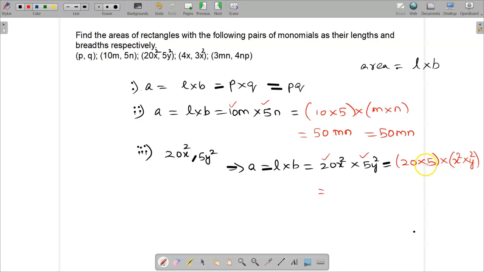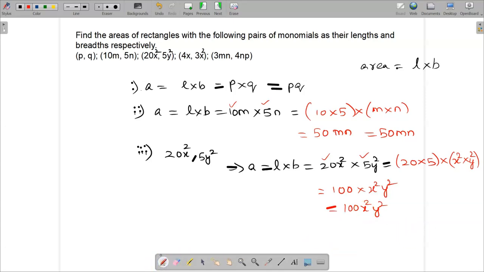So what are all the constants? Just multiply 20 into 5, it is 100. And then coming to the variables, I cannot combine these two variables. Why? Because x is different, y is different. So just write x square y square. Since we cannot merge these values, just write your values as it is: 100x square y square. No need of a multiplication operator in between, meaning that all the terms are in multiplication.